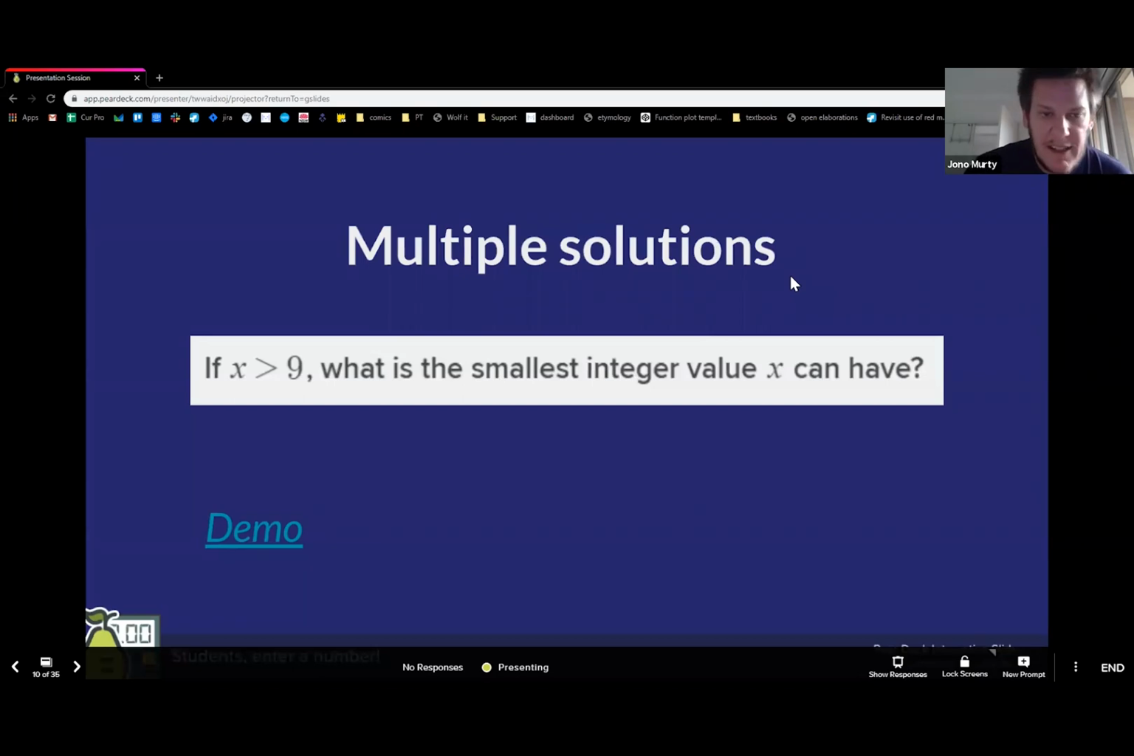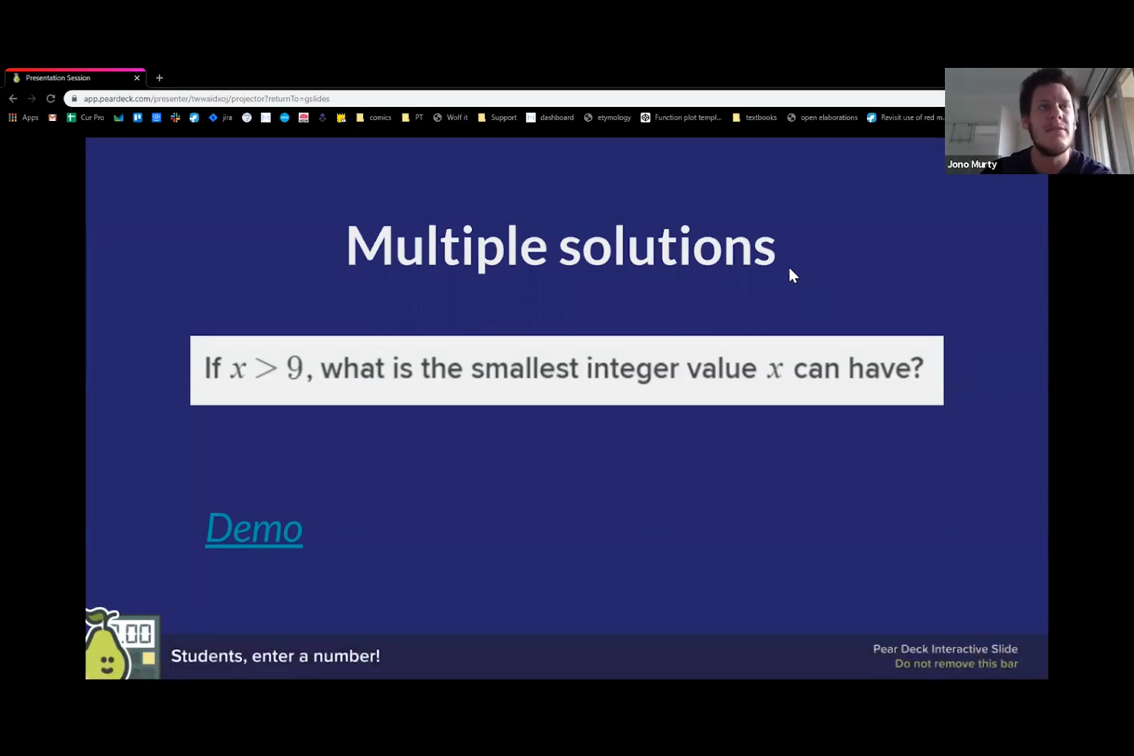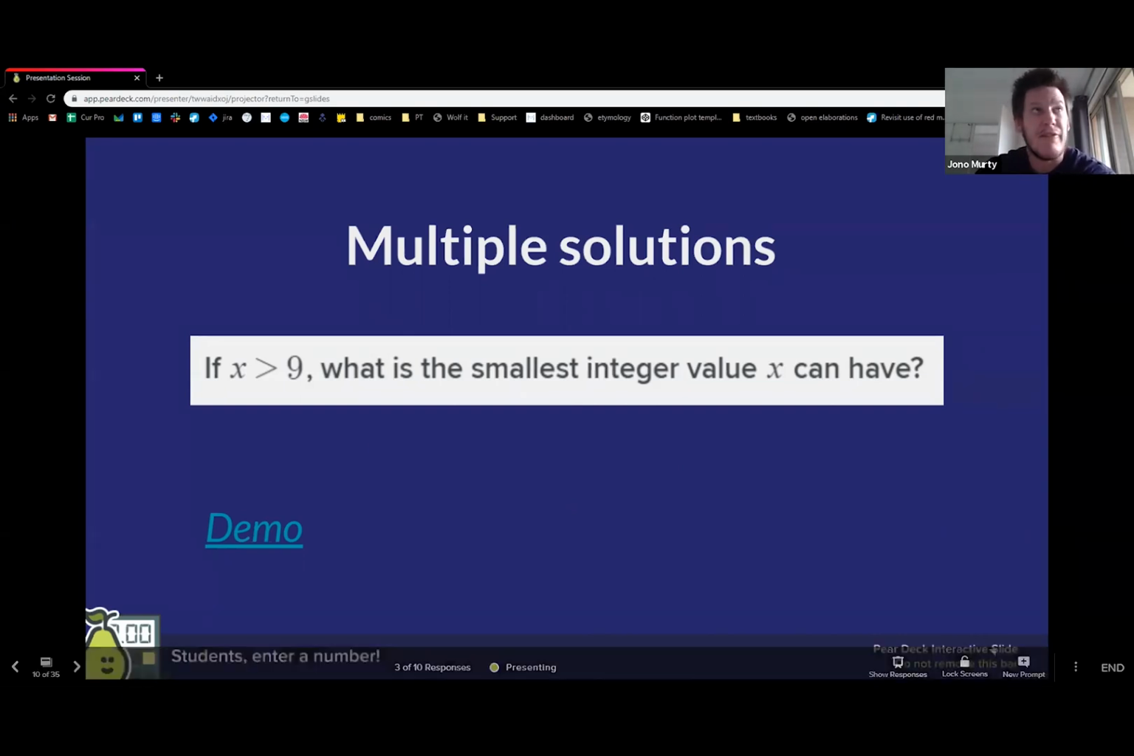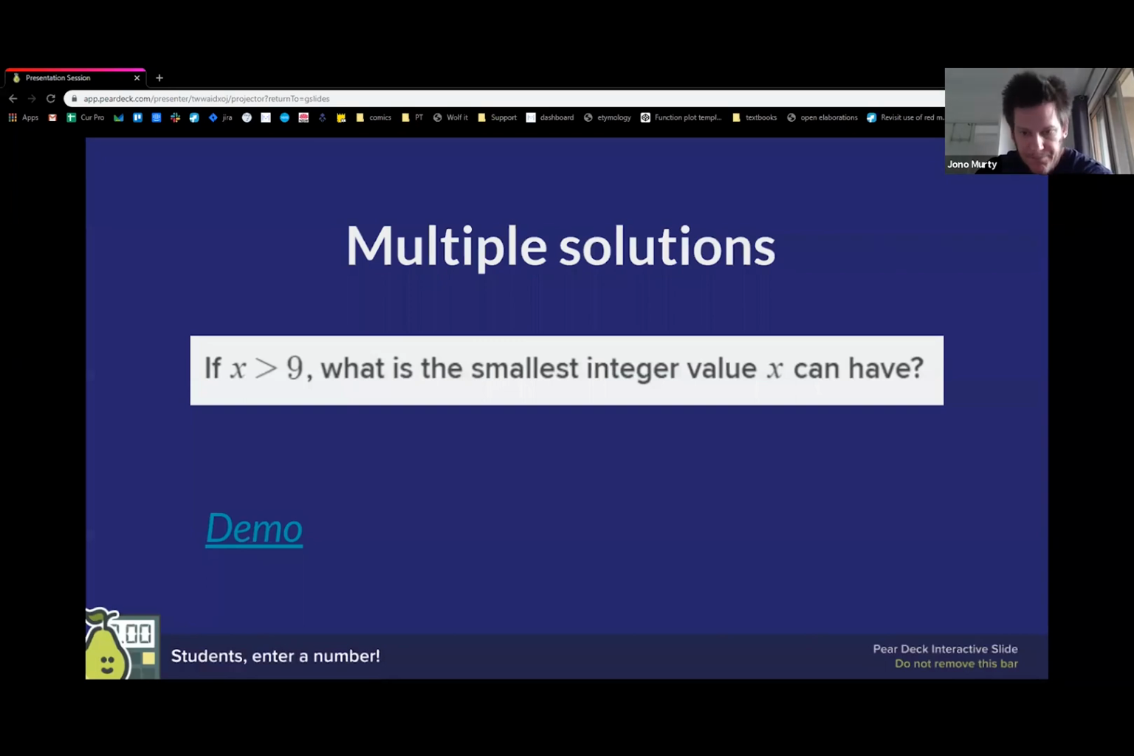Unlike in linear equations, when we solve it, we only have one solution. Whenever we're solving an inequality, there is generally an infinite number of solutions. So here's one. If x is greater than 9, what is the smallest integer value x can have? Now remember, an integer has to be a whole number. So what is the smallest whole number x can have if x is greater than 9?